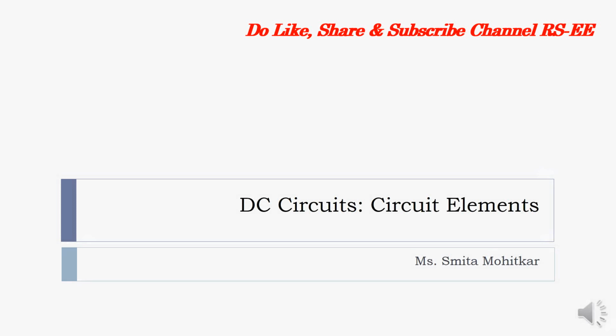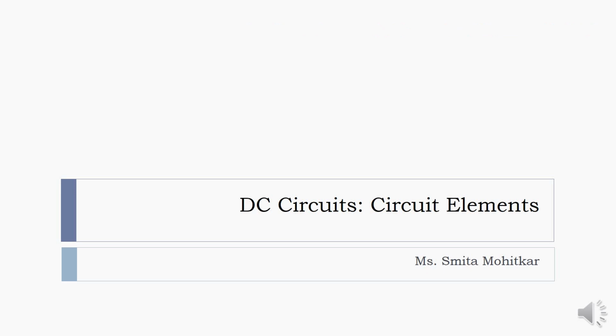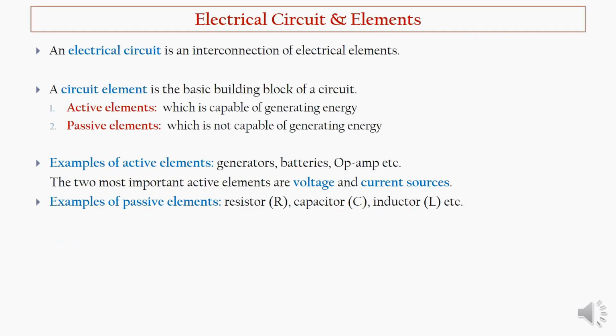In this video we will learn circuit elements. Let's start with electric circuit and elements. What is an electric circuit? So electric circuit is an interconnection of electrical elements. So what are electrical elements or circuit elements? It is the basic building block of a circuit. In our circuit, we have two types of elements. First is active elements and second is passive elements.